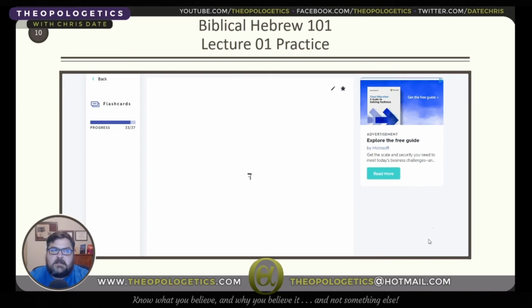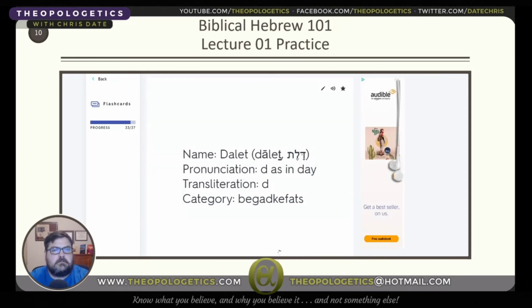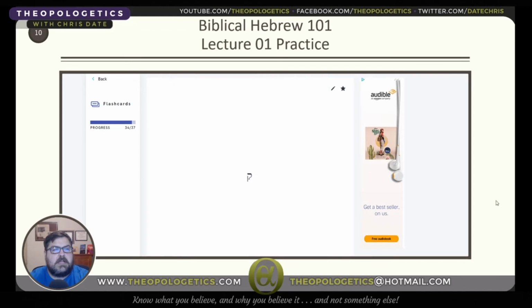This is the letter Dalet. It has a dagesh in it, so it's pronounced like the letter D in dog, but in modern Hebrew, it's pronounced the same way with or without a dagesh. Because it does have the dagesh, it's transliterated as the English letter D, and this is in the category of letters known as begadkefat. Next up.